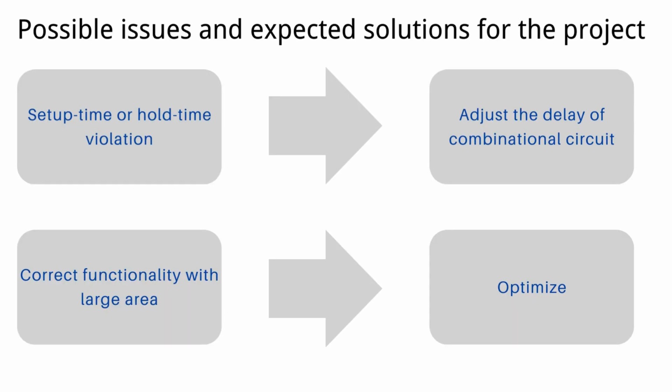Now I will talk about possible issues and expected solutions. The last part is possible issues and expected solutions for the project. We may encounter setup time and hold time violations, and we can solve this problem by adjusting the delay of the combinational circuit. We may also find that our design has correct functionality, but the area is large, so we need to optimize it.